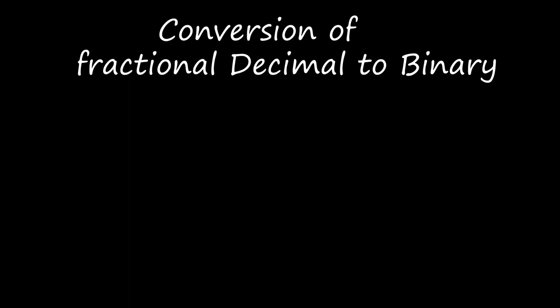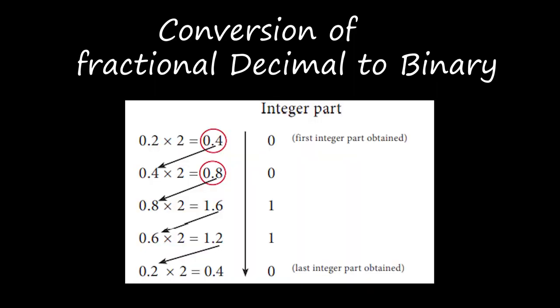Now we are going to convert a fractional decimal to binary. The method of repeated multiplication by 2 has to be used to convert this kind of decimal fraction. The steps involved: first, multiply the decimal fraction by 2 and note the integral part. You take only the integer part first, and the integer part will be either 0 or 1.